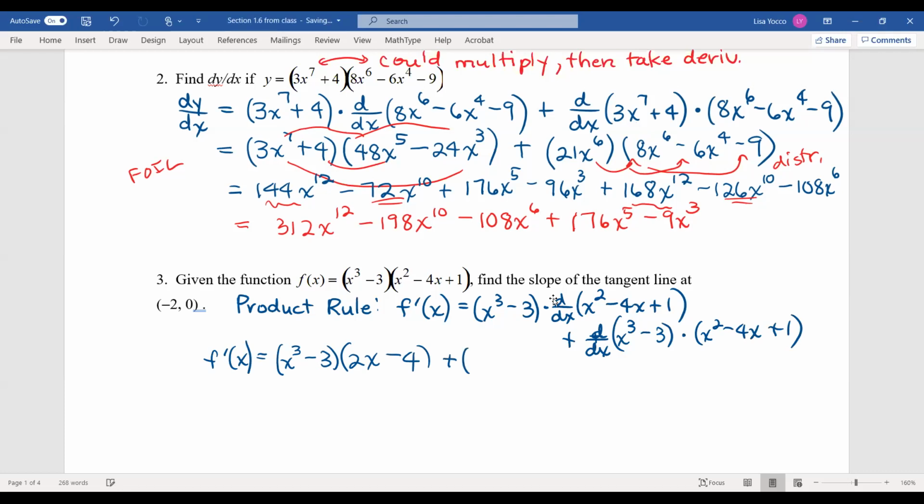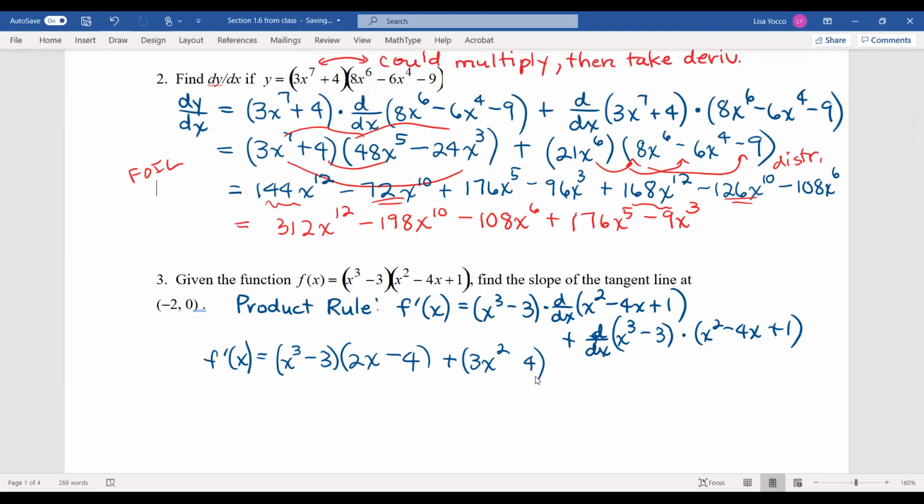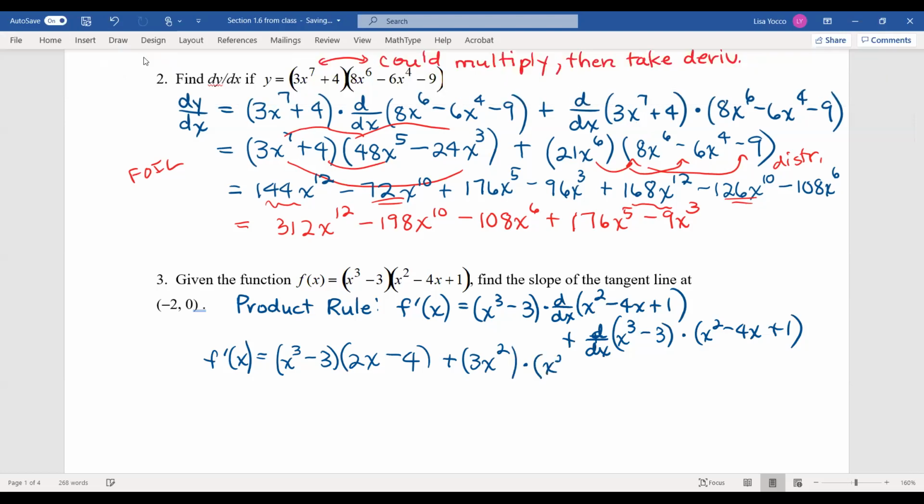All right, and then for x cubed, the derivative will be 3x squared. Sorry, I skipped over something. The derivative of the minus 3 is 0, and then that's multiplied by the x squared minus 4x plus 1.